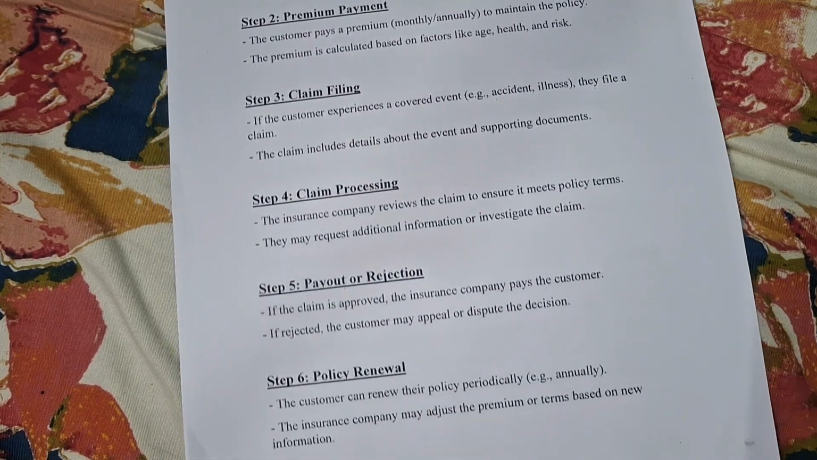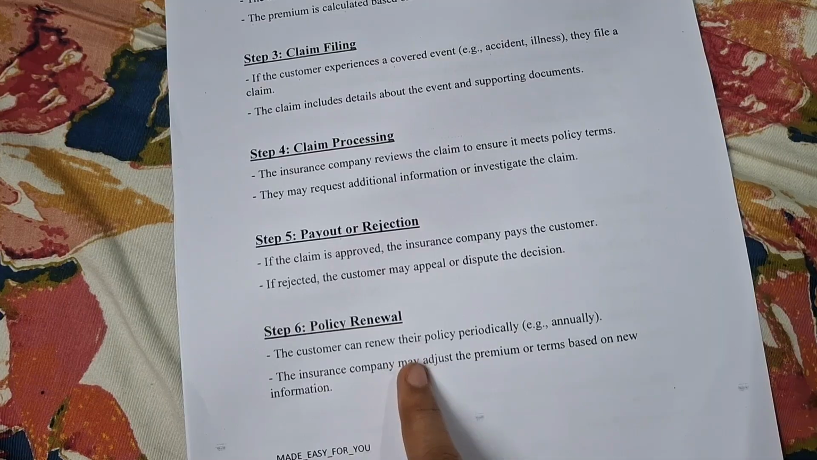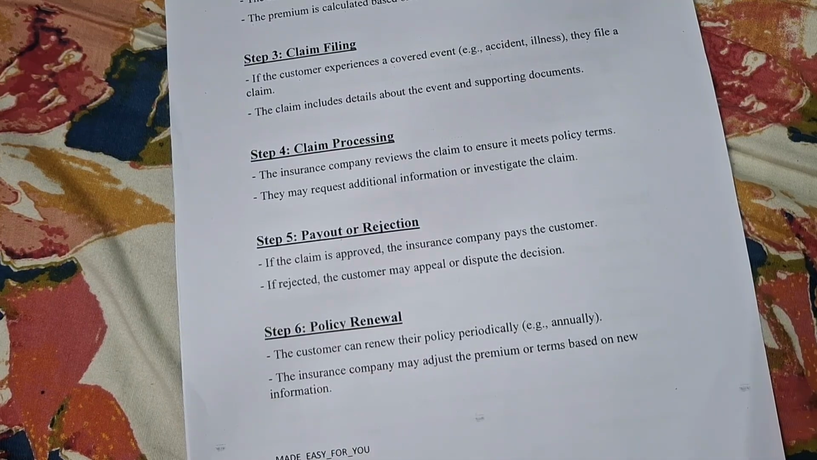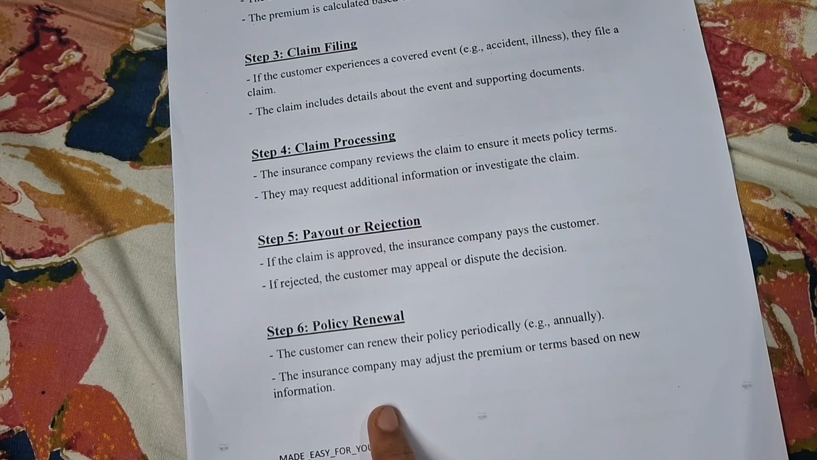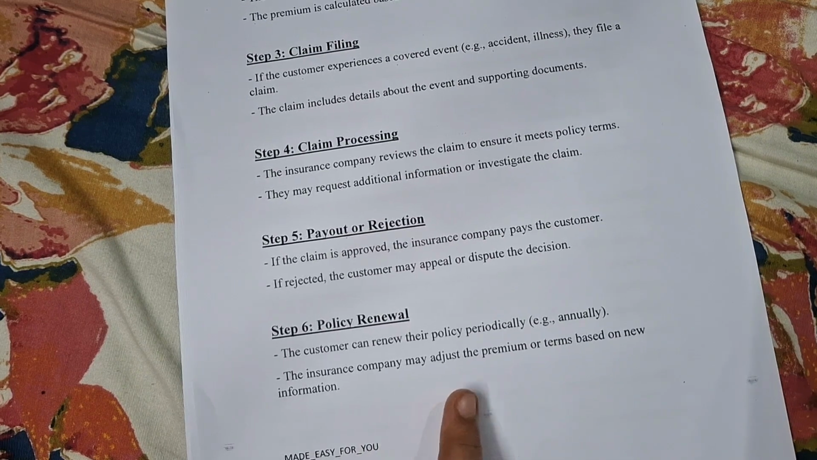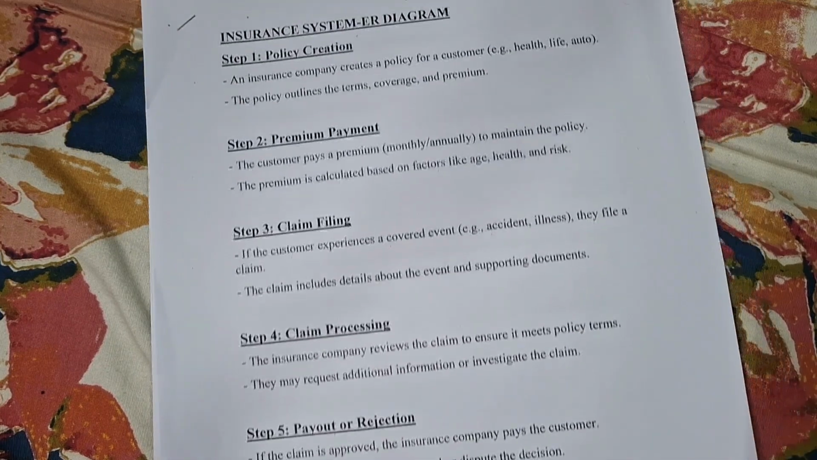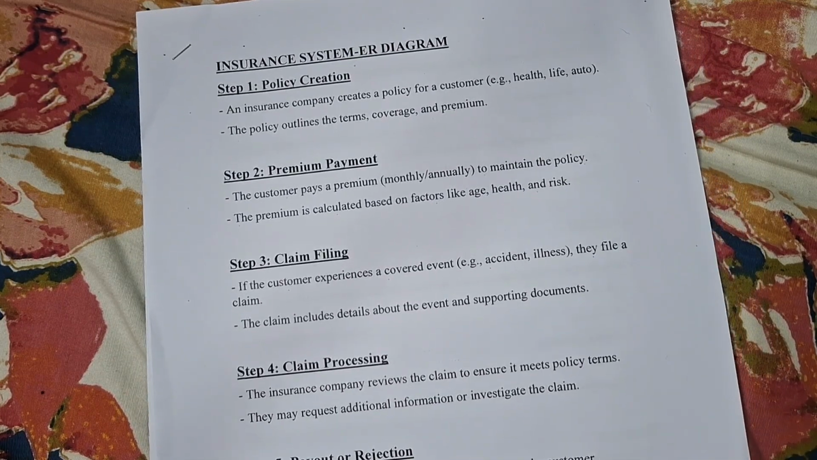The last step is policy renewal. The customer can renew their policy periodically, yearly once they can renew their policy. As you are renewing the policy, the insurance company will make changes in the premium amount. So these are the 6 steps on how the insurance system will work.